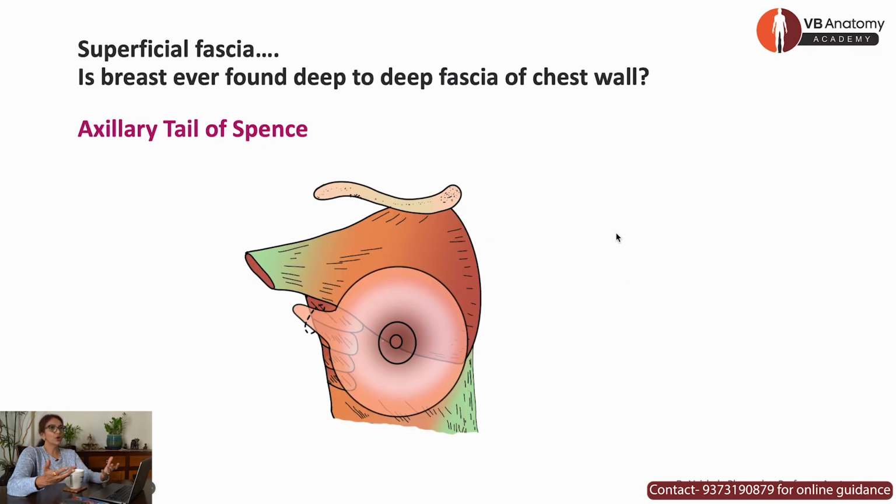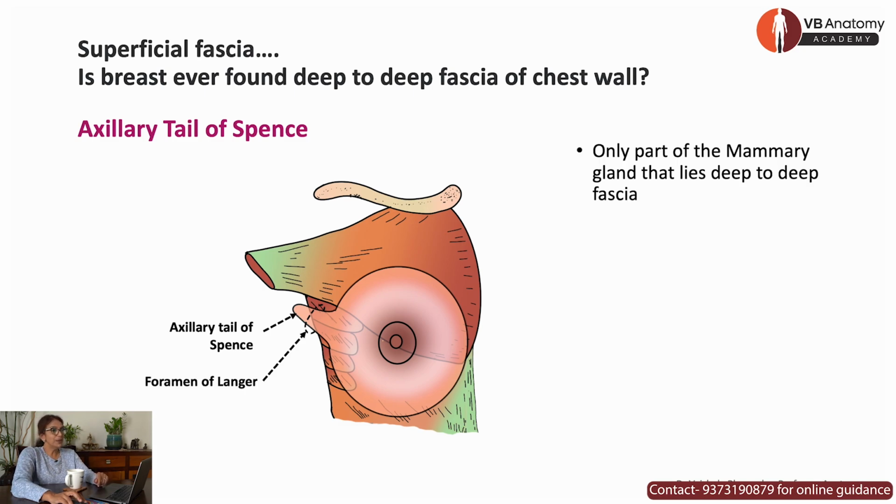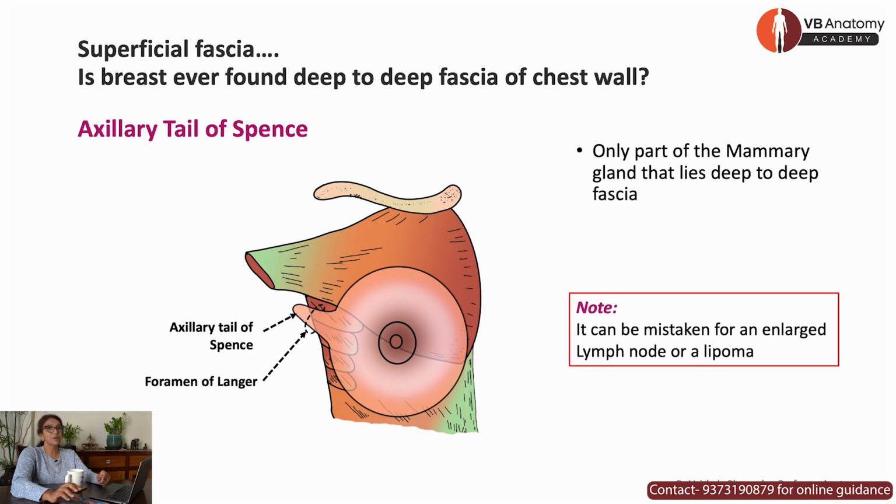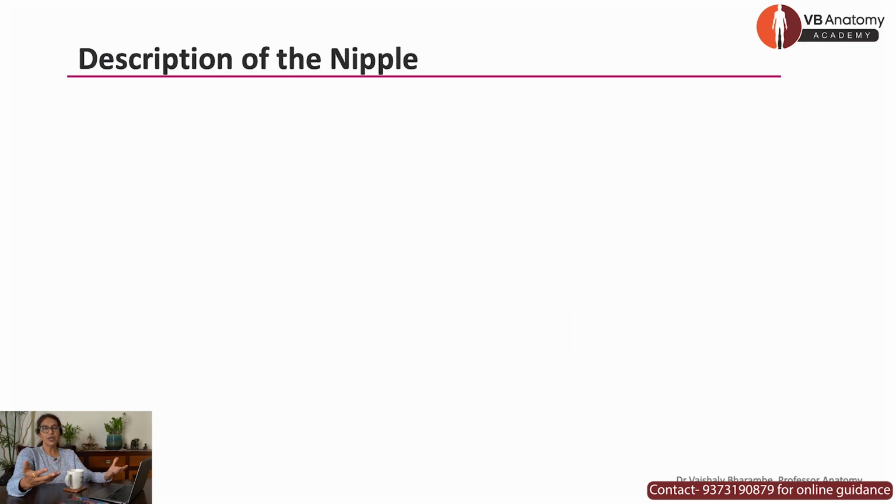So, we've been talking about everything about superficial fascia. Can the mammary gland ever enter deep to deep fascia? Yes. The axillary tail of Spence pierces the foramen of Langer to enter into the axilla. The problem here is that it can sometimes be mistaken for a lipoma or enlarged lymph node.